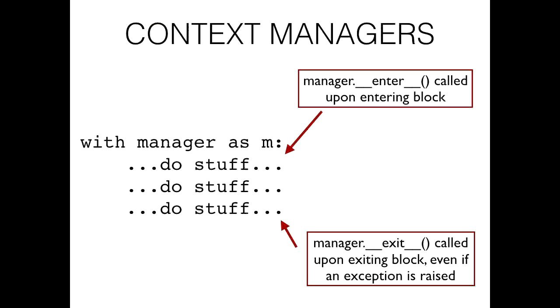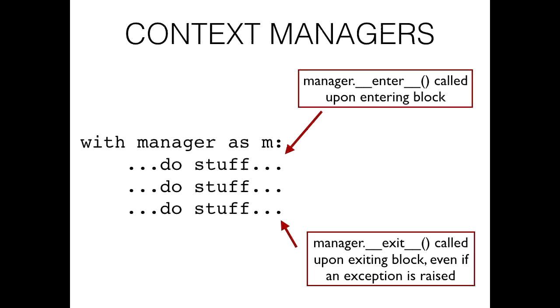Second thing is context managers, and these are really useful. The way a context manager works is when you say with manager as M, the manager object calls an enter method upon entering the block, which could do cool things like, if you use file open, open files, set up network connections, and give you back an object M that you can use to do stuff with it. And then when you exit this indented block of code, or if you raise an exception, this exit method is going to eventually be called to clean things up.